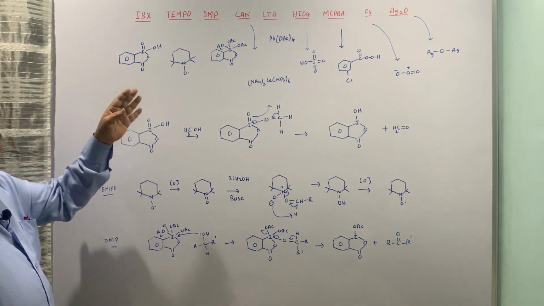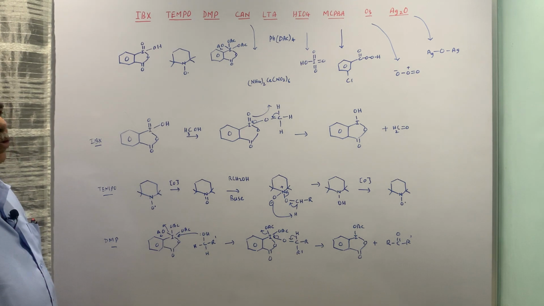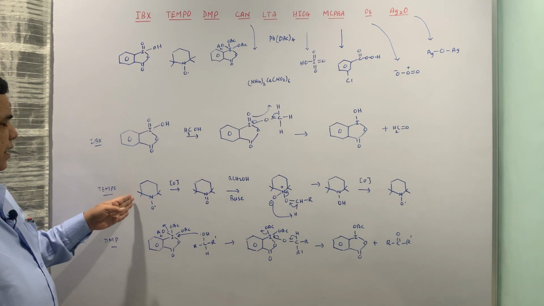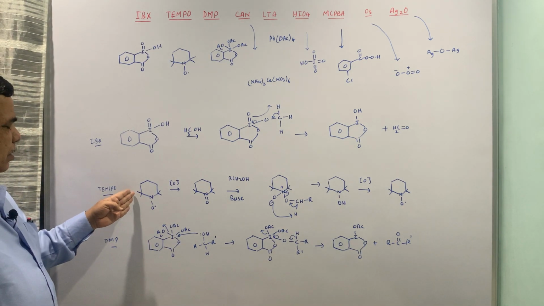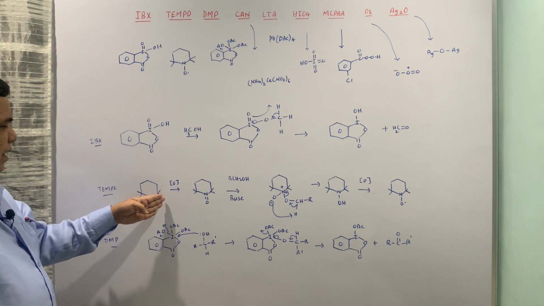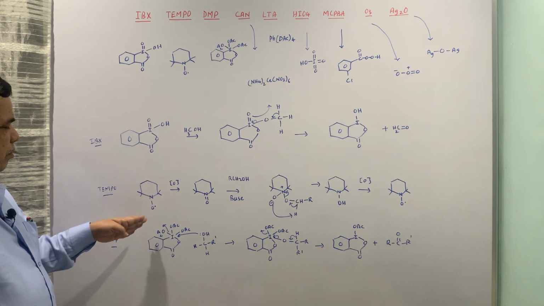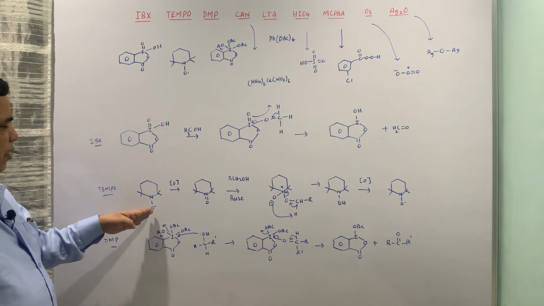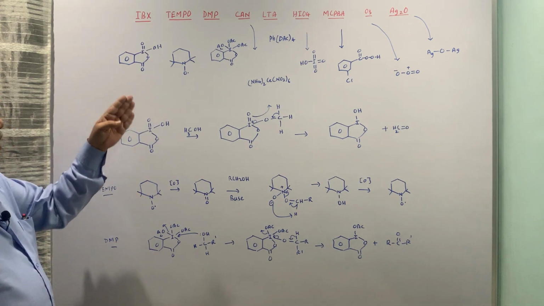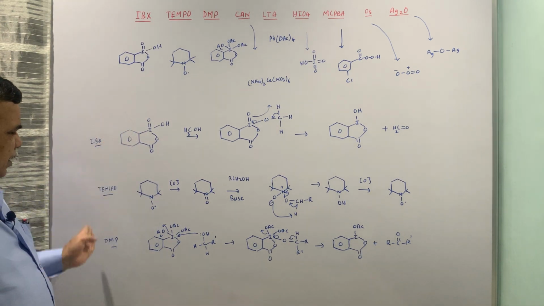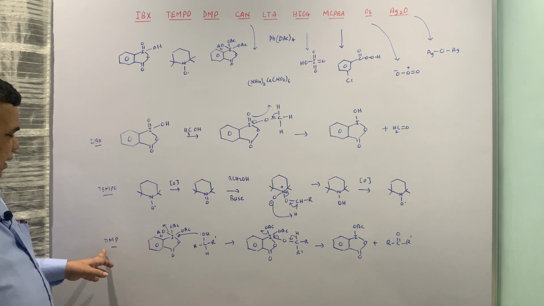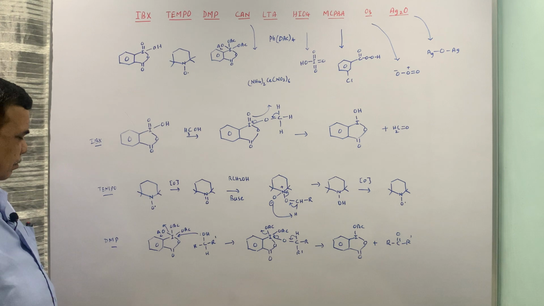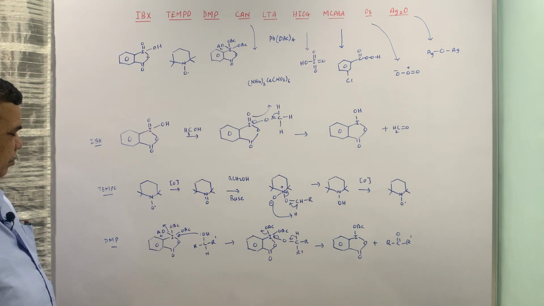In today's lecture, we are going to look at some remaining oxidizing reagents. These are abbreviations. IBX is iodoxybenzoic acid. TEMPO is this reagent, 2,2,6,6-tetramethylpiperidinyl N-oxide radical. Then DMP is a derived reagent from this. If you put acetic acid and anhydride, you will get this DMP, that is Dess-Martin periodinane.